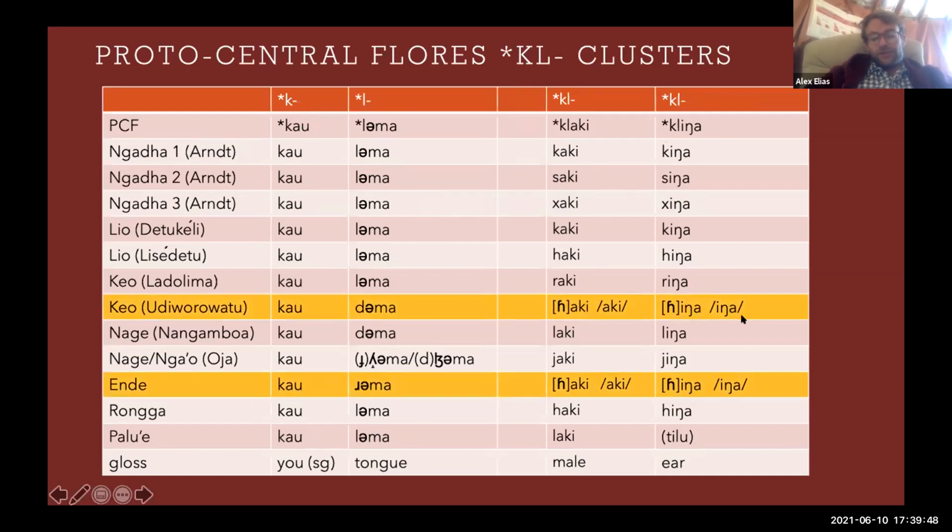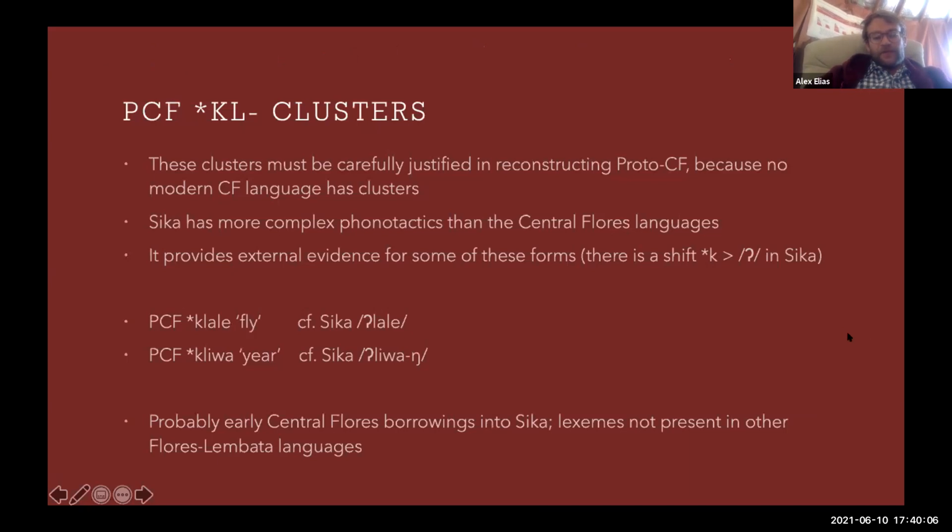And the 2 languages which added glottal stop to all their vowel initial words happen to be, or don't happen to be, but causally are the 2 languages in which these KL clusters yield breathy voice and phonemically null onset. So with these clusters, you got to be quite careful in reconstructing them because there are no clusters in modern Central Flores languages, but we have pretty good evidence from Sika, which appears to have borrowed some of these Proto-Central Flores terms before its shift from K to glottal stop. So we see exactly what we'd expect for the word fly and the word year if we look at Sika. So this serves as independent confirmation.